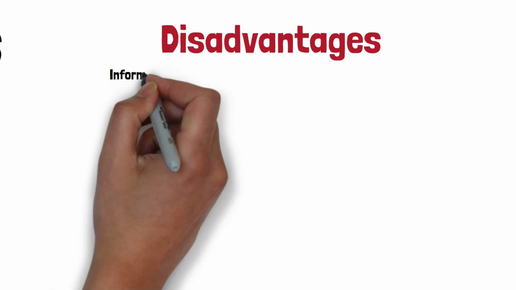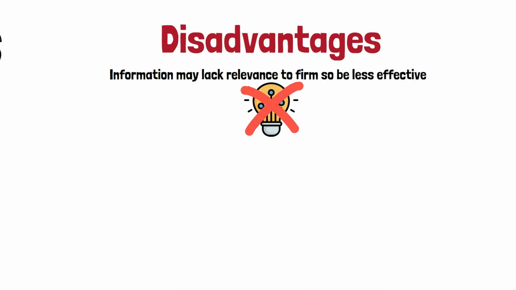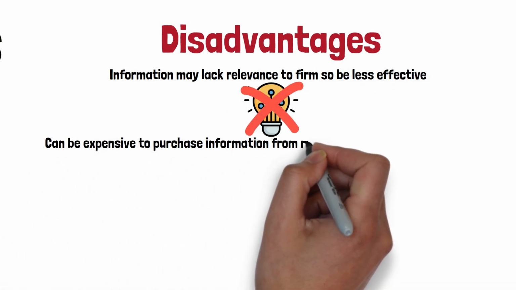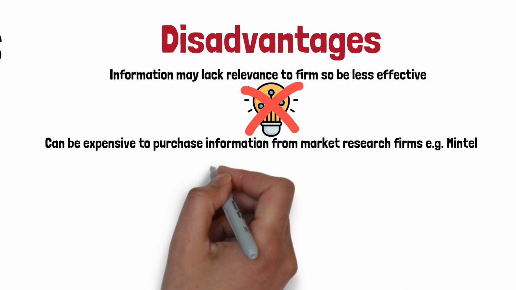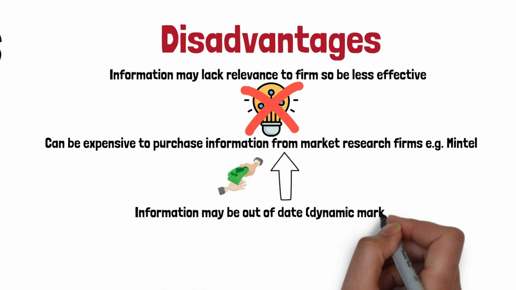Now on to the disadvantages, the first being the fact that the information may lack relevance and so be less effective. Furthermore, it can be quite expensive to purchase information from third-party companies like Mintel, which means firms' costs are increased, as well as the fact the information might be out of date, especially in dynamic markets.